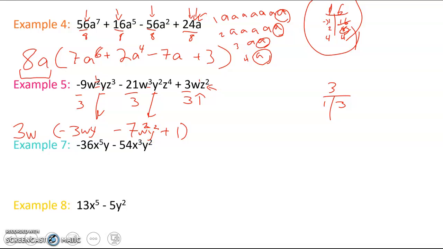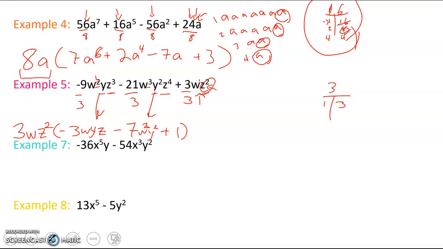And then last but not least, you look at your z's. z cubed, z to the 4th, and then z squared. Again, the largest amount of z's you can take out of every single term. It looks like I can only take out two z's from every single term, because this last term here is just the two z's. So I take out z squared. This first term here, I've got three z's. I take away two. I'm going to be left with just the one z.